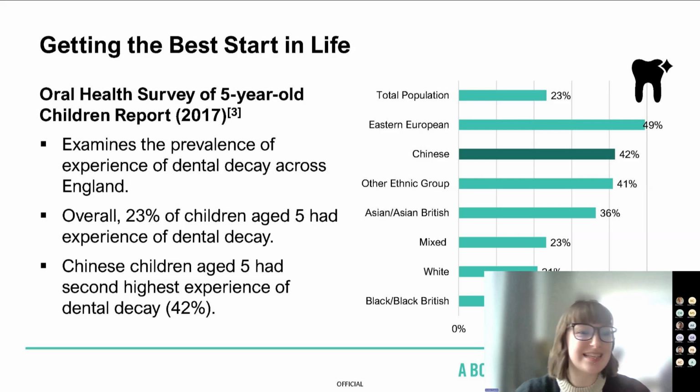What we examine as prevalence of dental decay is any visible teeth that have obvious signs of dental decay on them. Overall in England, around about a quarter, so 23% of children, had this experience of dental decay. But amongst Chinese children aged 5, it was the second highest, and 42% had experience of dental decay.